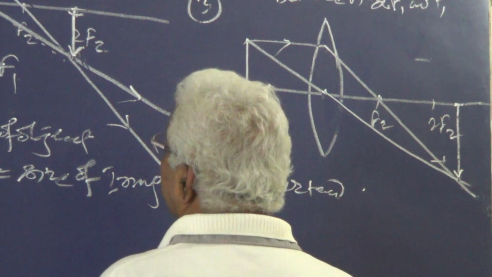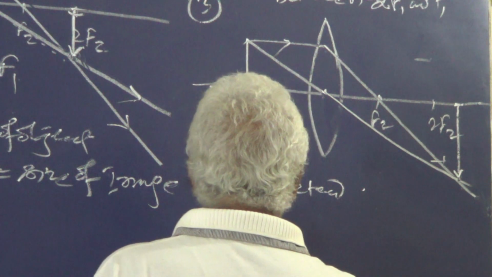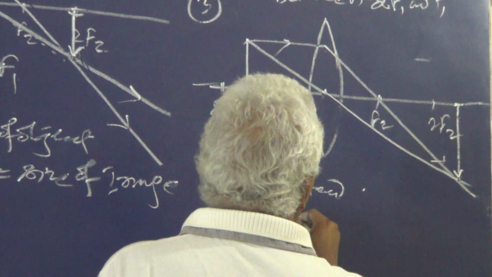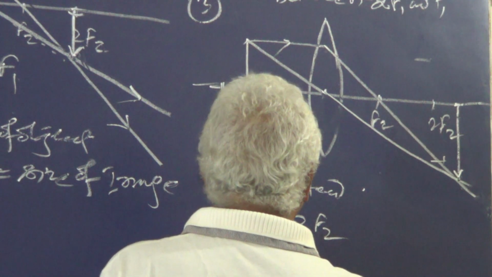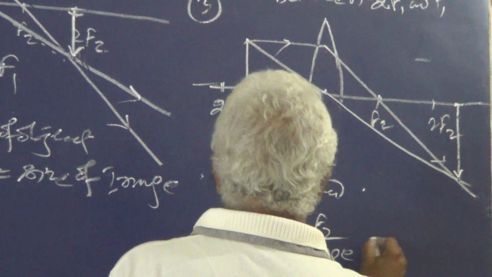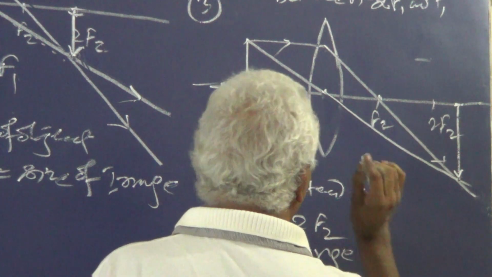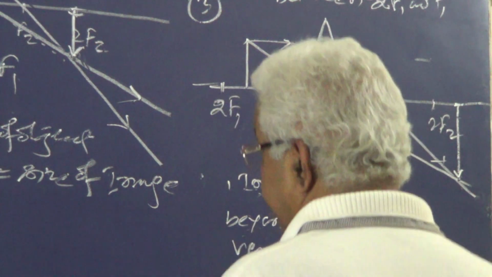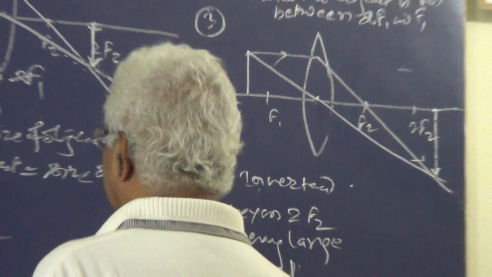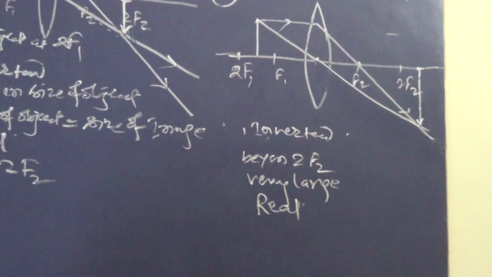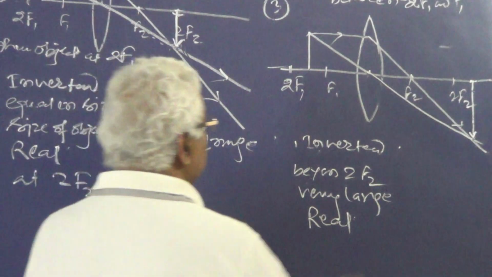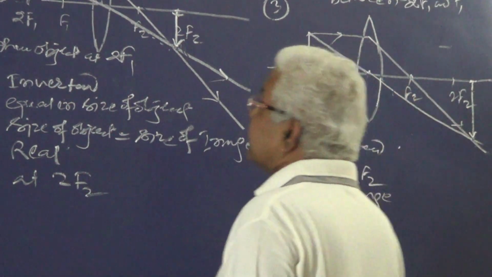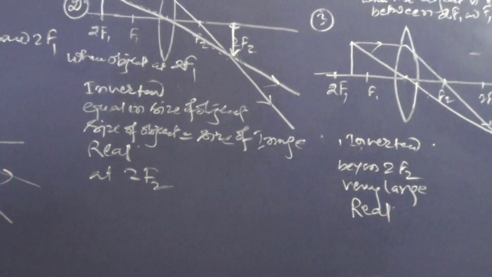Second, beyond 2F2, very large, real. These are the three keys. Real, the size of the image will be larger than the size of the object. Inverted, beyond 2F2. Now let me see the next case. Fourth case.